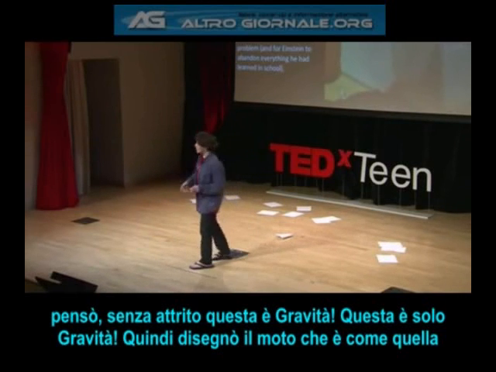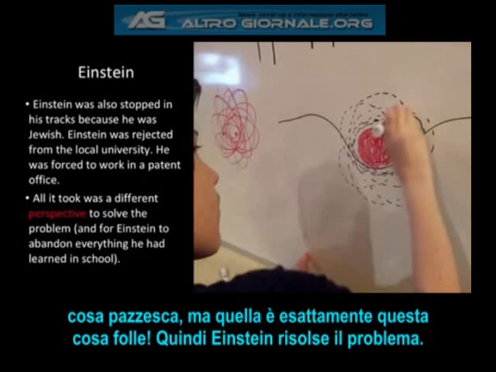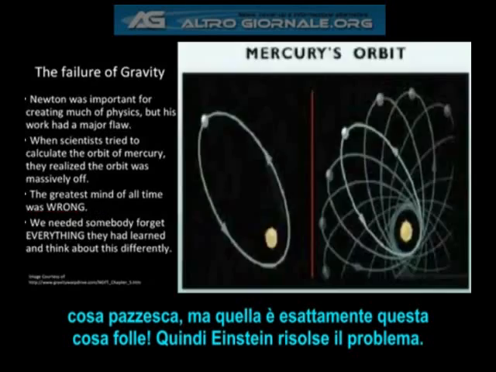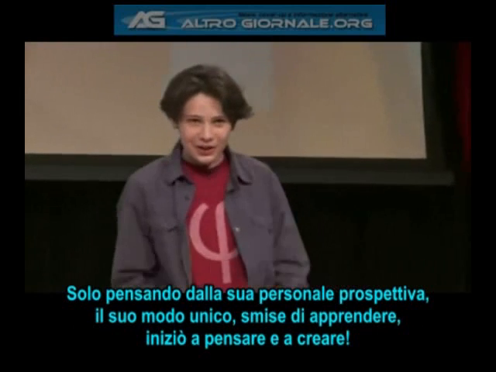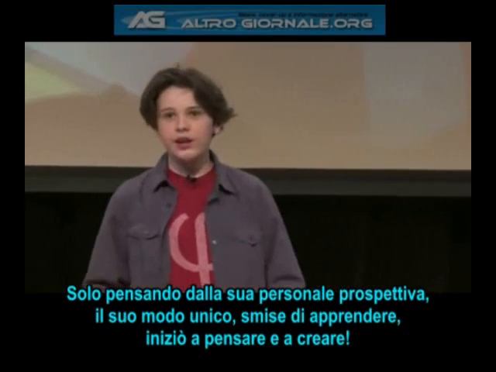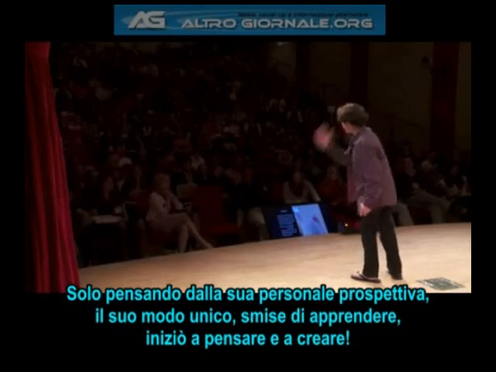So afterwards, he predicted the motion, which is going to end up like that crazy thing. But that crazy thing is exactly that other crazy thing. So Einstein had solved the problem just by thinking about it in his own unique perspective, in his own unique way. He stopped learning, and he started thinking, and he started creating.